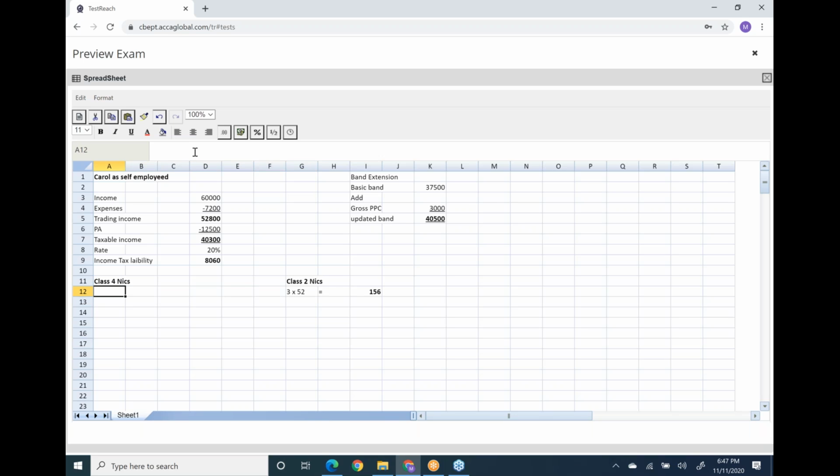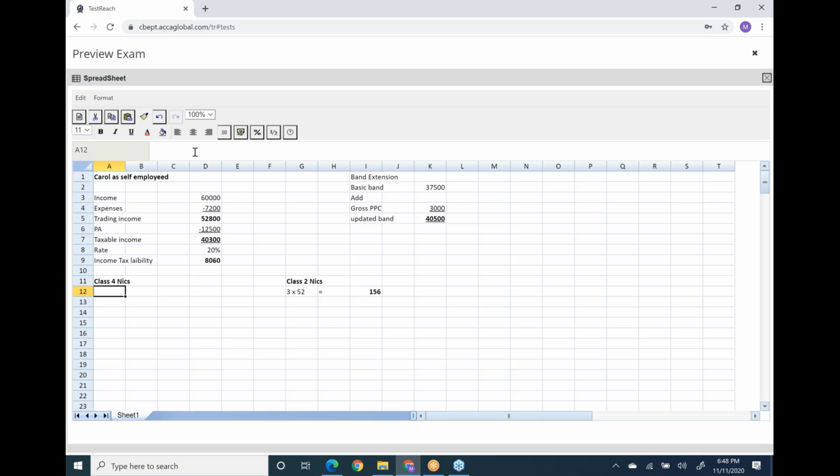Now, one mistake which students make, and you don't have to do this. Class 4 NIC, open your eyes, please. Class 4 NIC is computed on tax adjusted trading profit, not taxable income. Look at the screen. 40,300 is your taxable income and tax adjusted trading income is 52,800. So class 4 NIC is calculated on tax adjusted trading income, that is 52,800. Now go and check. You have your exam kit, go and check the rates; it will be given in the examination.